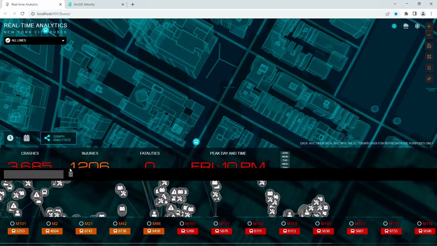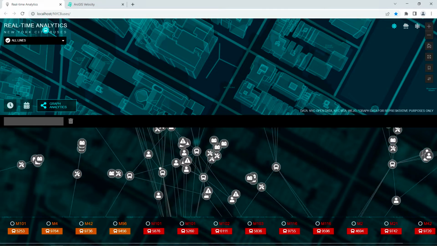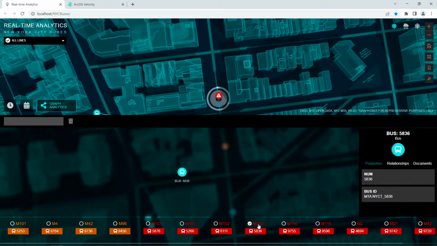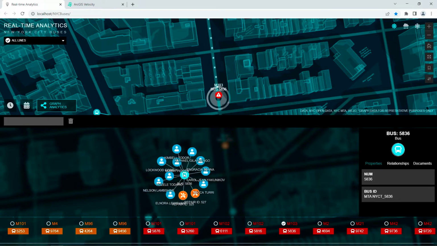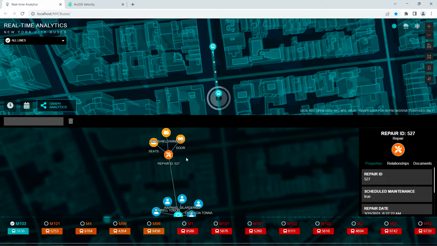We can also look at a graph view of the operation. This is using an ArcGIS knowledge graph service to show how things are connected within the system, from buses and drivers to bus maintenance. Selecting a bus that's operating in real time selects it in the graph. I can expand this node to see who has driven this bus in the past and if any repairs were performed. I can select a repair to see when it was performed and if it was a part of routine maintenance, and I can expand that node to see which parts of the bus were worked on.